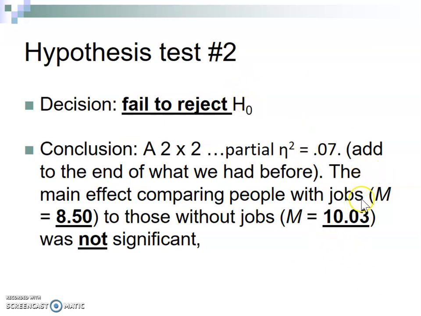And so to our conclusion, we're going to add this following sentence. So I shortened that beginning part. We're going to add from here after the end of that partial eta squared. We're going to add to this conclusion by saying the main effect comparing people with jobs, there's their marginal mean, to those without jobs, there's their marginal mean, was not significant.